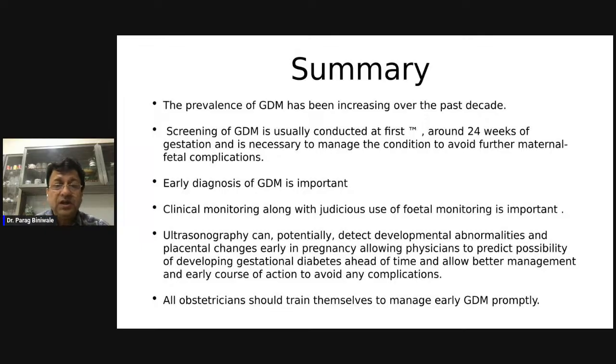Ultrasound can potentially detect developmental abnormalities and placental changes early in pregnancy, allowing physicians to predict the possibility of developing gestational diabetes ahead of time, and also allows better management and early course of action to avoid any complications. And all obstetricians should train themselves to identify gestational diabetes mellitus properly.